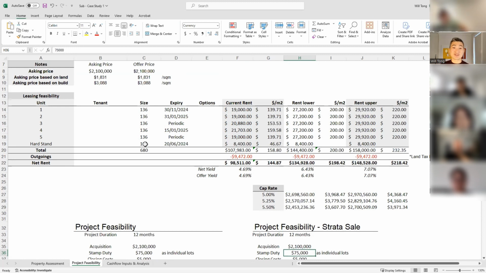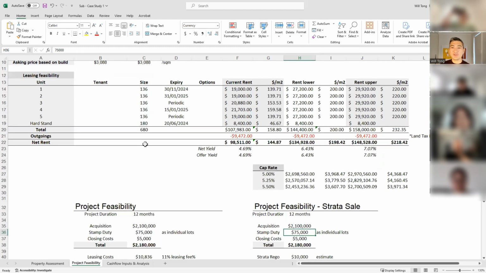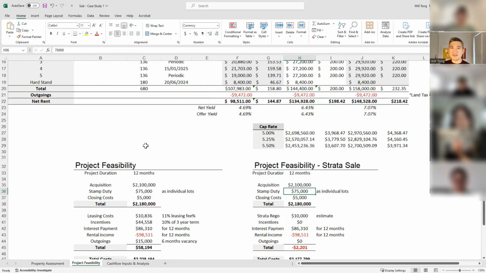Okay, it's already strata titled. So we didn't actually need to lift a finger to strata title it, which is amazing. And because it's already strata titled, we decided to enter into 5 separate contracts rather than one big contract at 2.1 for 2 reasons.